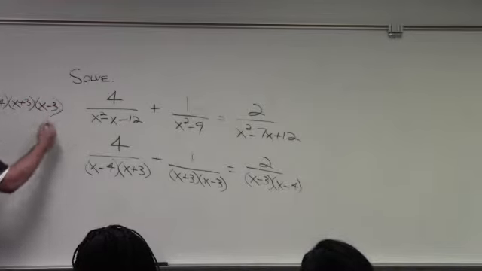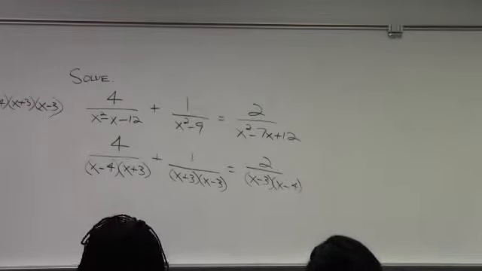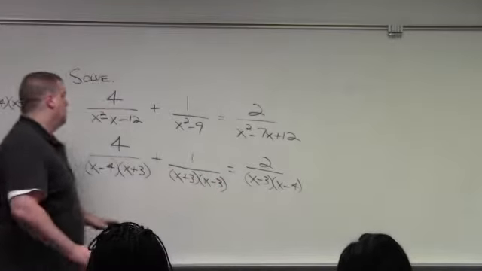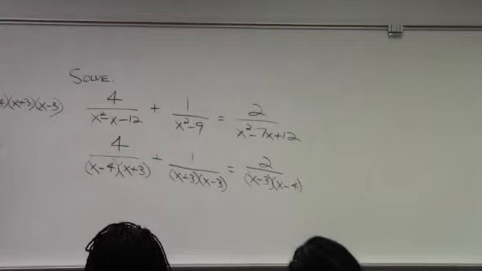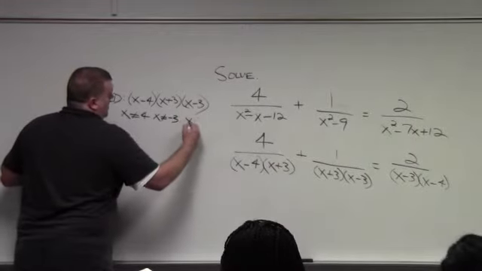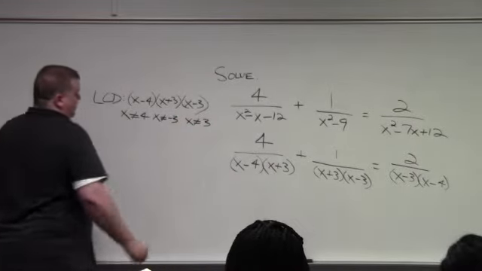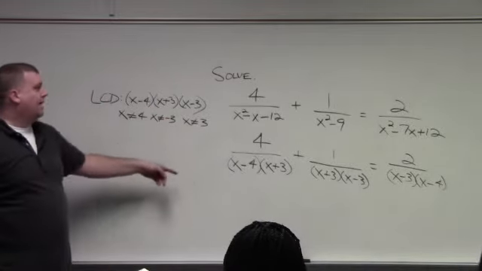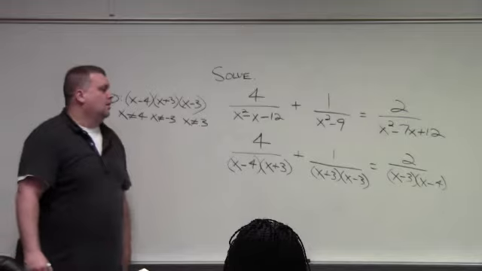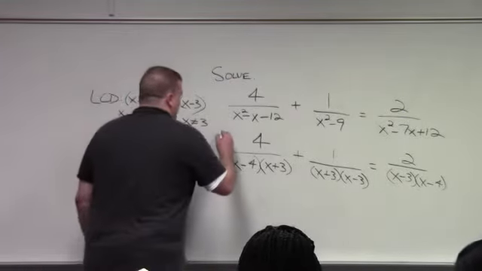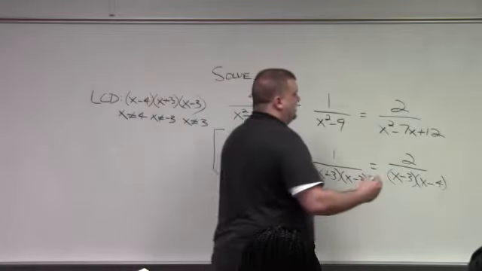And since I'm solving, I have to put some restrictions on what my x value can be. Right? Remember, these denominators cannot be equal to 0. They make them undefined. So my restrictions would be x cannot be equal to 4, x cannot be equal to -3, x cannot be equal to +3. Whatever would make these factors 0. So after I'm solving, I have to make sure that my answer doesn't make one of those.